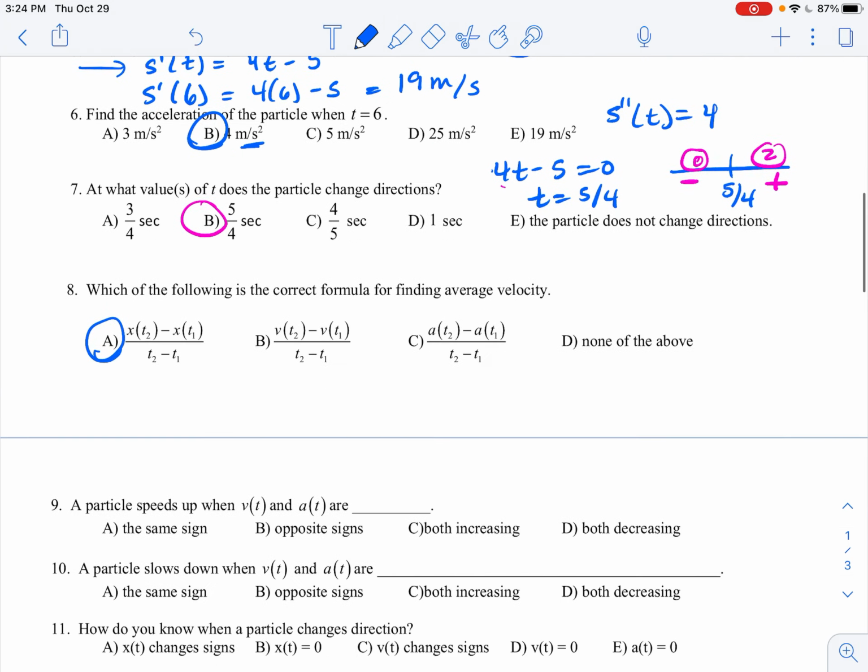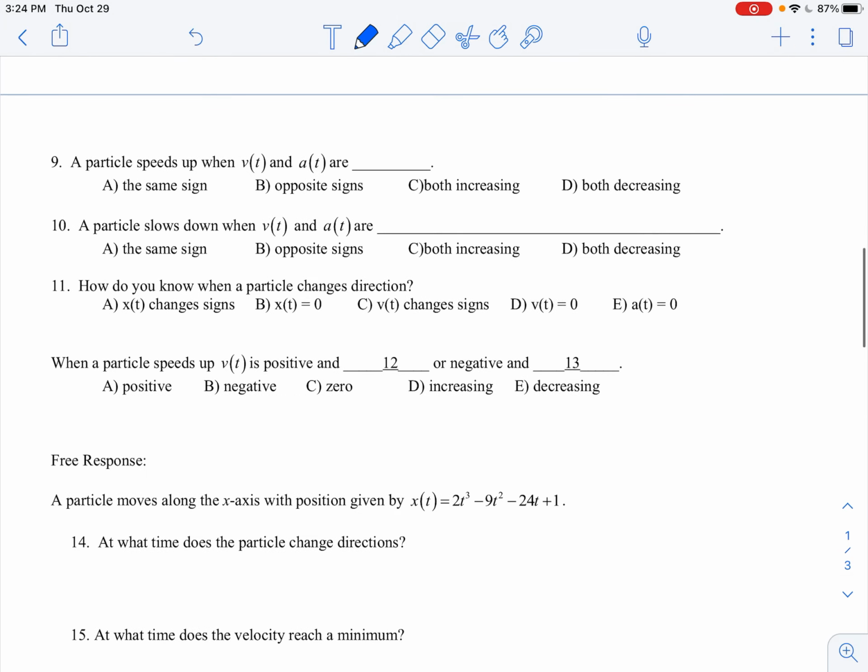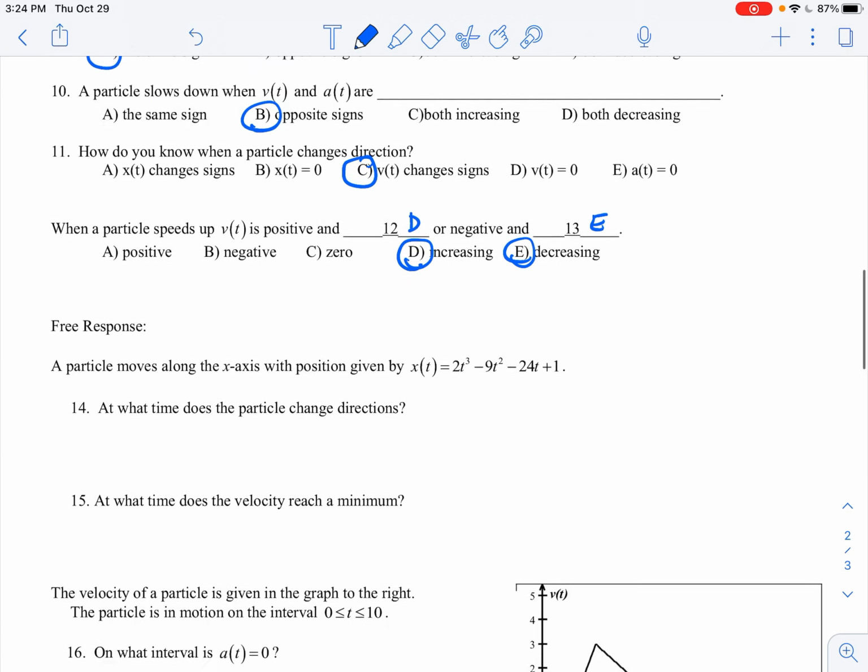Slope of the secant line. Okay, number 9. A particle speeds up when v of t and a of t are the same sign. It slows down when they are opposite signs. How do you know a particle changes directions? Well, velocity changes signs. When a particle speeds up, velocity is positive and increasing, so this would be D, or negative and decreasing, so this would be E.